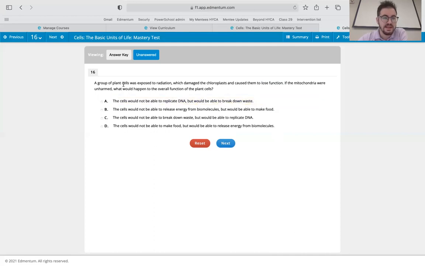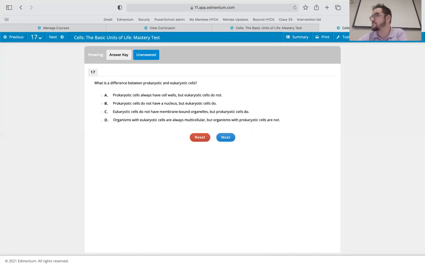Okay, so it says plant cells exposed to radiation damage the chloroplast, causing them to lose function. If the mitochondria were unharmed, what would happen to the overall function? So the cells would not be able to make food, okay? But they would be able to release energy. So they can't make food, but can release energy. The mitochondria release energy, the chloroplasts help make food, that's why.